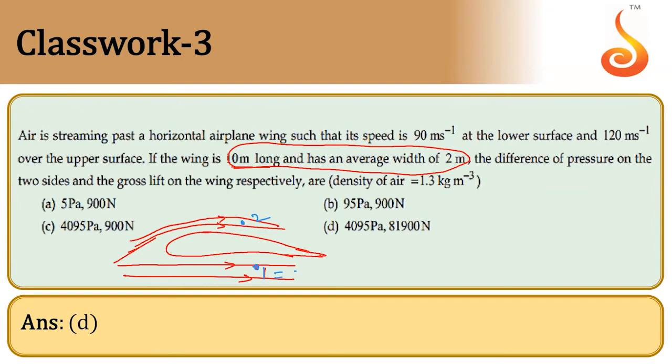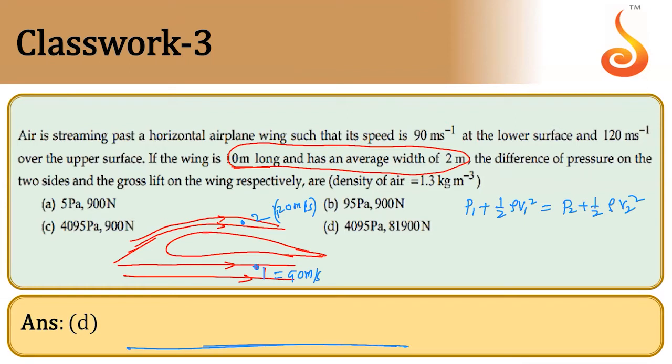At point 1, we have speed 90 meter per second. At point 2, we have speed 120 meter per second. So now this is the Bernoulli's principle: P1 plus half rho V1 square is equal to P2 plus half rho V2 square. Actually there is a small height difference between 1 and 2, but you apply Bernoulli's principle for a horizontal line only. Why? Because the height of the wing with respect to ground is more, so this height difference is very, very small. So you can apply Bernoulli's principle for a horizontal line.